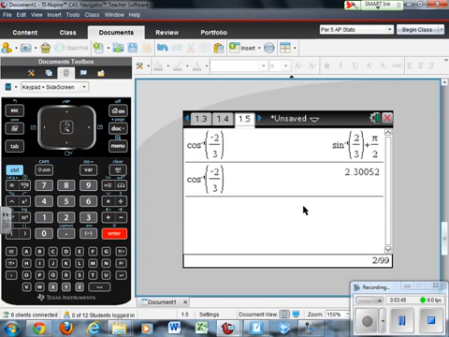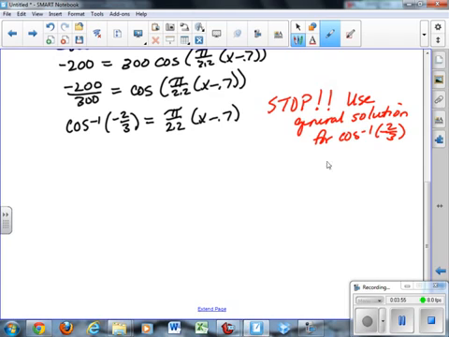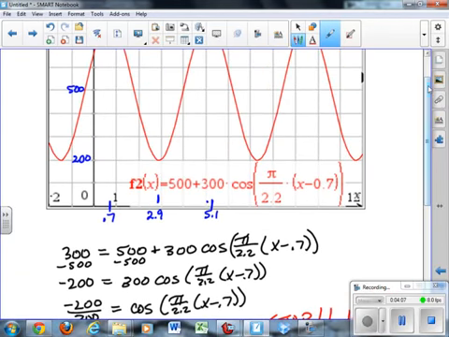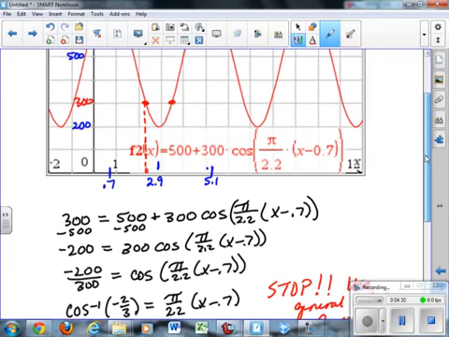So let's go look at the graph here and write this down, 2.3005. Now let's look back at the graph. So at 2.3, so here's 1, here's 2, here's 3. 2.3 is about right there. Here's 300 on my axis. So I'm looking for a point here and here specifically. 2.3 looks very reasonable for being this point right there. But I need to know this point also. So I need to find another value.